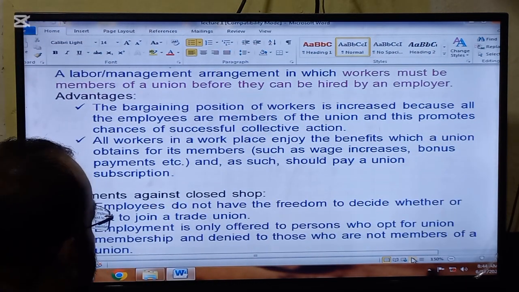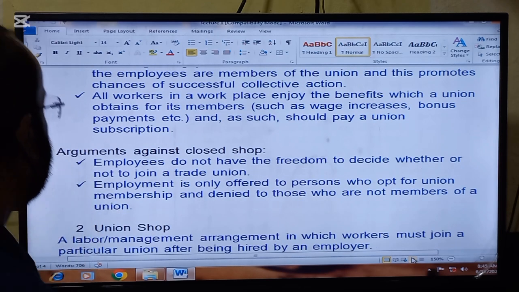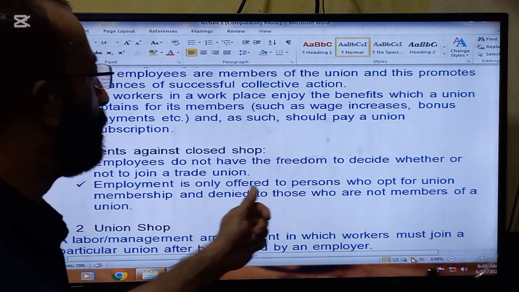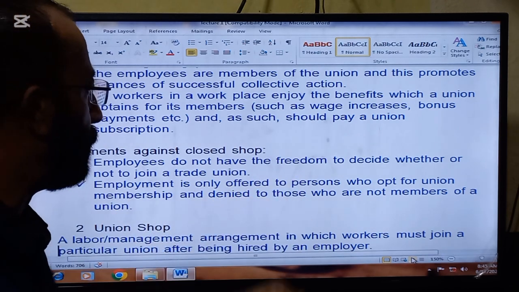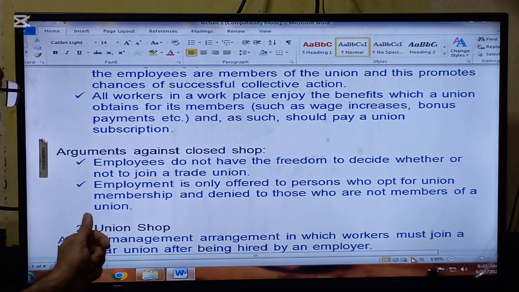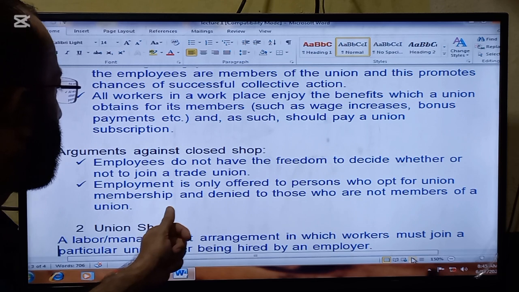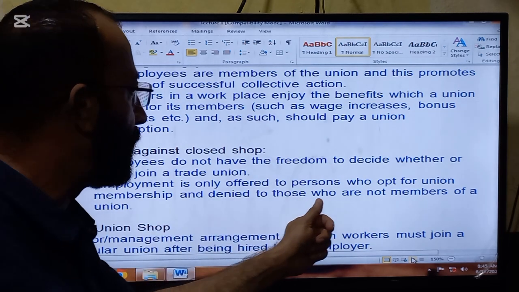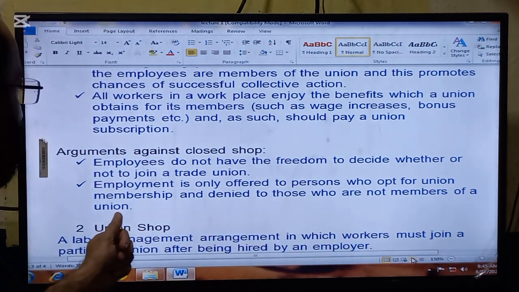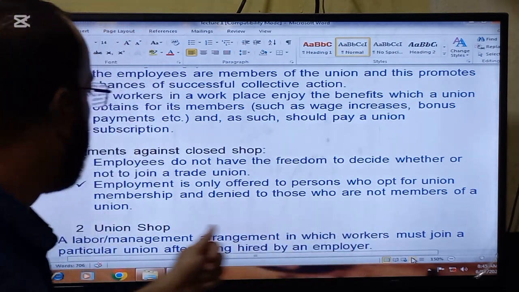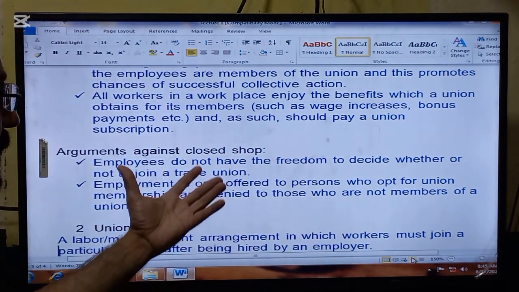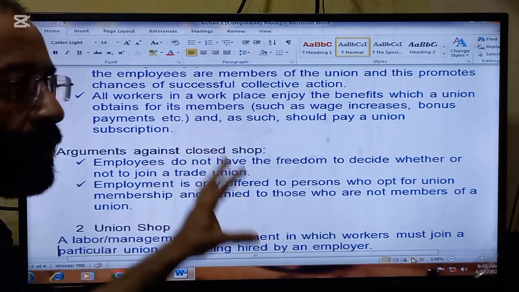But there are arguments against the closed shop. Employees do not have the freedom to decide whether or not to join a trade union. This is the first disadvantage. Second, employment is not offered to persons who opt against union membership and is denied to those who are not members of a union. So these are the disadvantages of the closed shop.